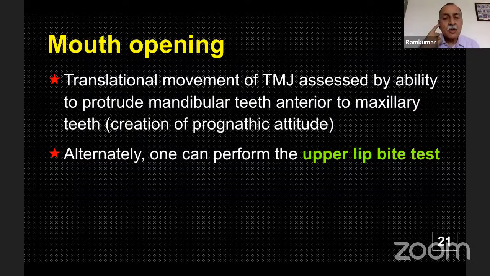the translational movement of the temporomandibular joint, which essentially looks at our ability to move our mandible ahead of the maxilla. So when you look at a side-on view, the mandible will be ahead of the maxilla. And this is what's called a prognathic attitude. And this was very nicely described by a simple test called the upper lip bite test, where if you're able to bite beyond your upper lip, then everything is fine. So you have a system of grading the upper lip bite test as well. I'll leave you to go through the original literature in order to find that out for yourself for lack of time.